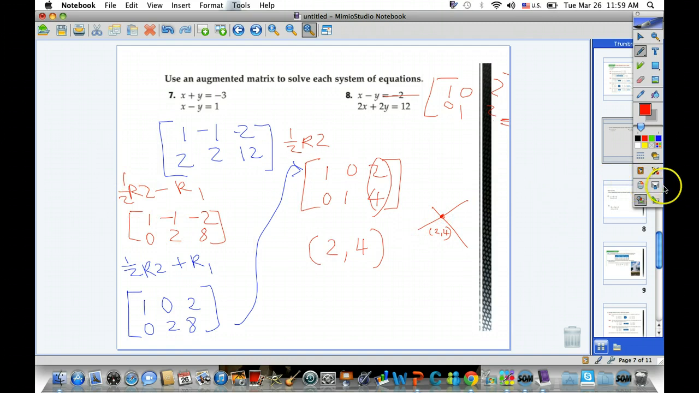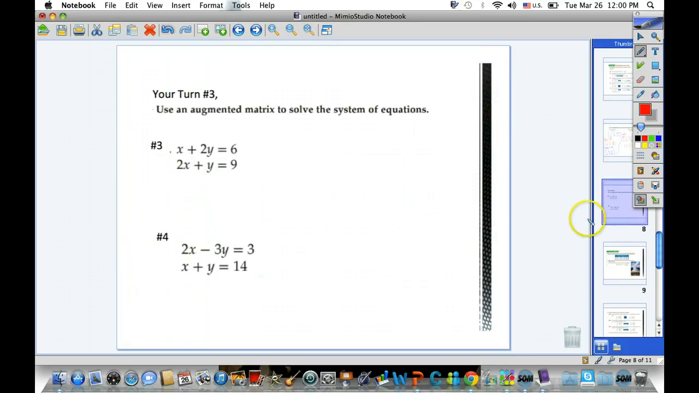All right. So next is your turn. If you're not sure, go back to these videos and review before you do it. Here is your turn, numbers 3 and 4. Go ahead and do this on a separate sheet of paper, and come back when you are done.